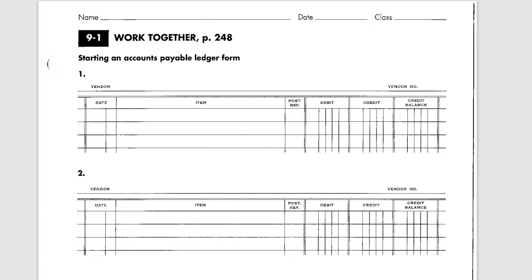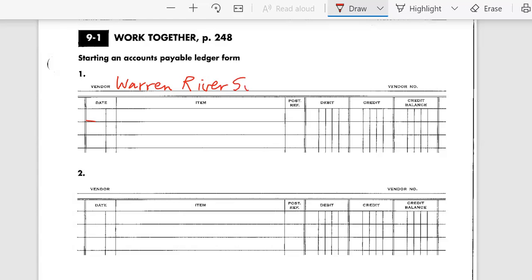So the instructions are, this is all about setting up this new ledger called the accounts payable ledger. Here's what it looks like. You see that all it is is a list of people we owe, and they're called vendors, businesses that we owe money to. All right, so I'm just going to read through the text, and you can follow along with me. The first instruction under Work Together 9.1 is to start a new page for an accounts payable ledger account for Warren River Supply. Okay, so we're going to put Warren River Supply as our vendor.